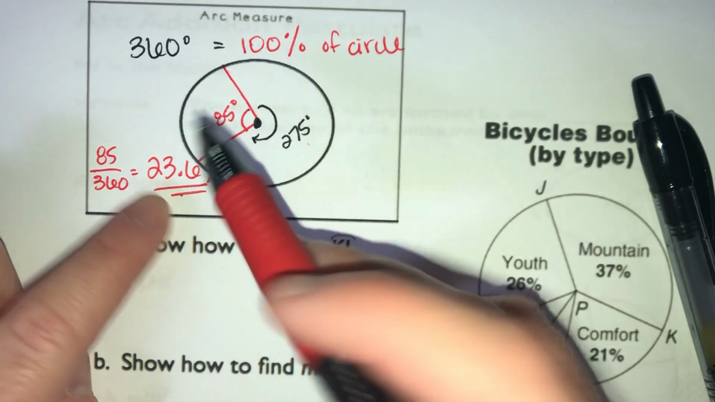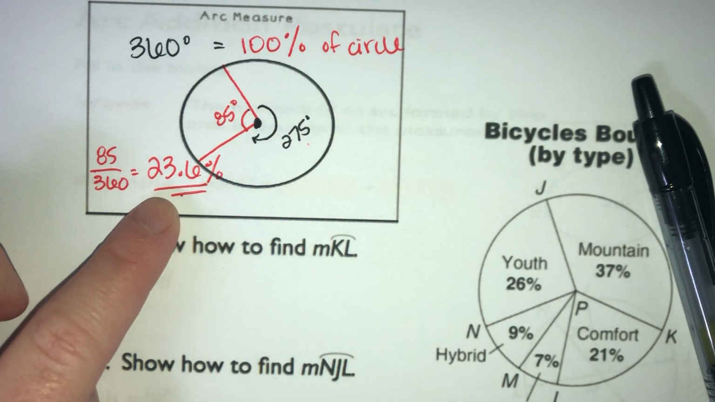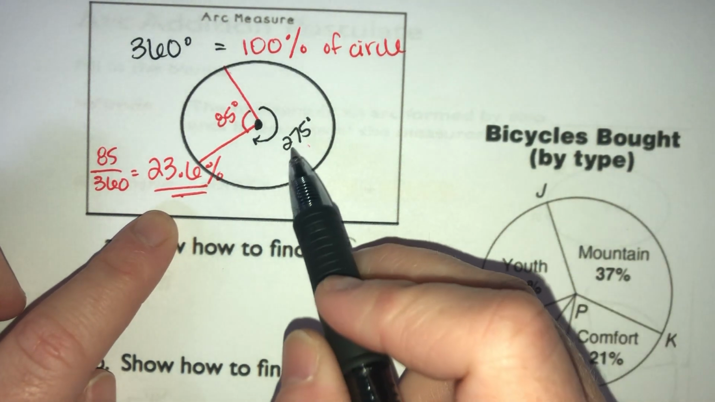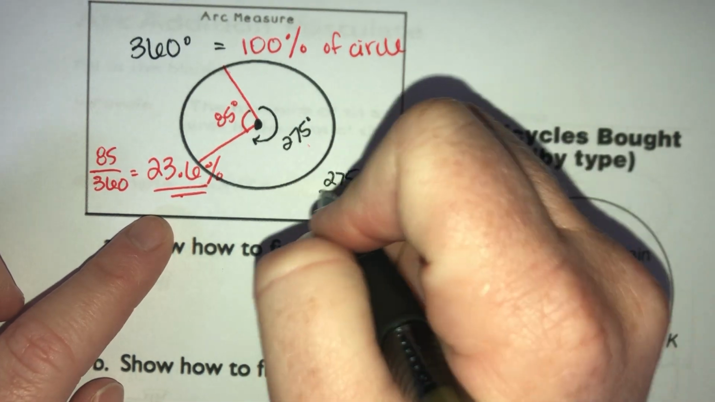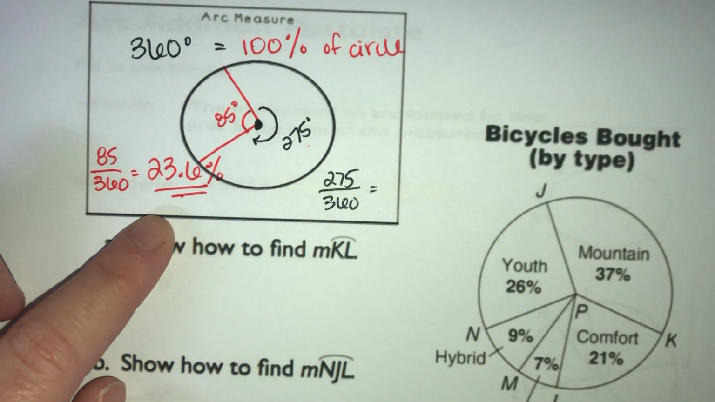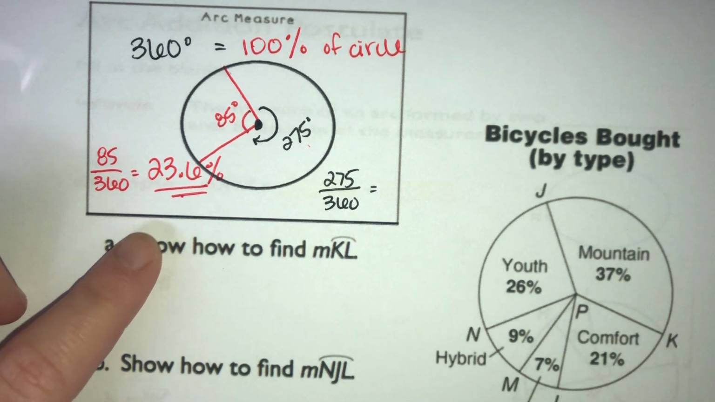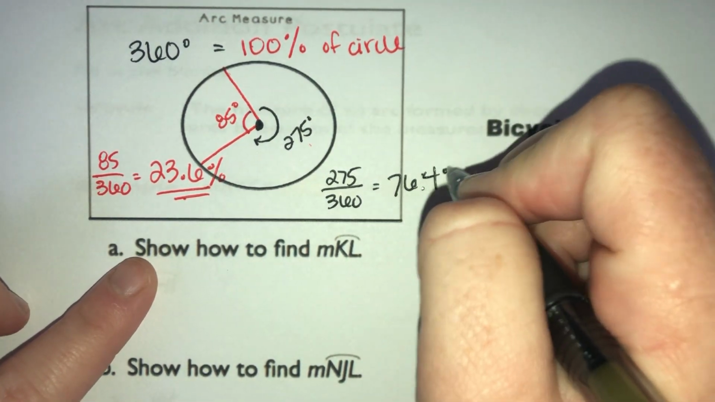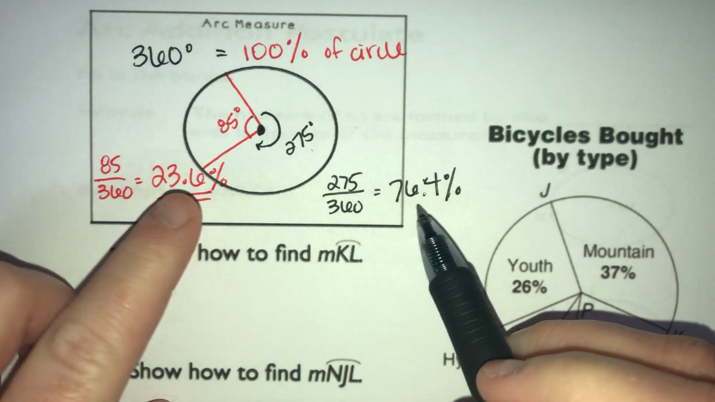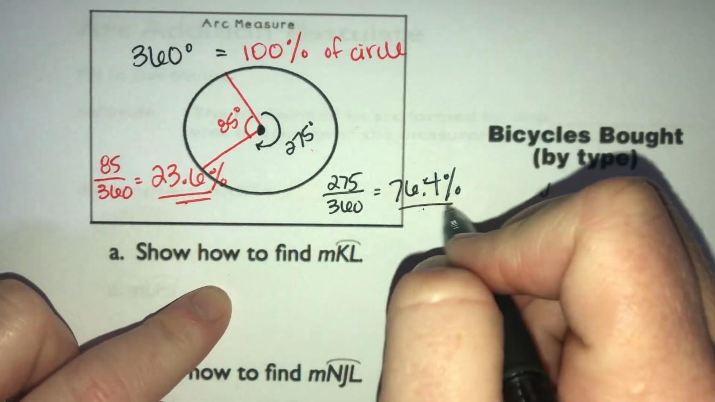And this angle is obviously going to be the rest of it, right? I could just subtract that from 100. Or I can say, all right, well then this one is 275 out of the full 360. And if I divide that and change it to a percentage, I get 76.4%. So together, these two percentages add up to 100.